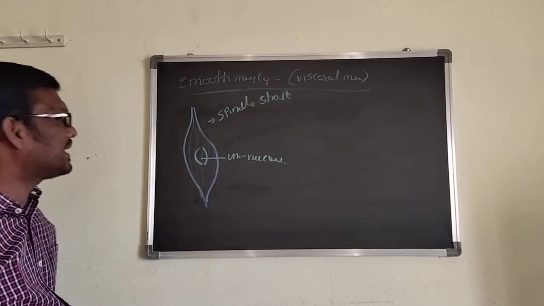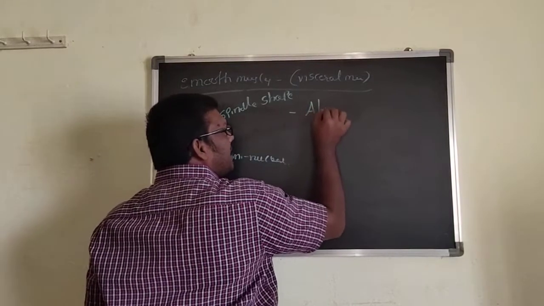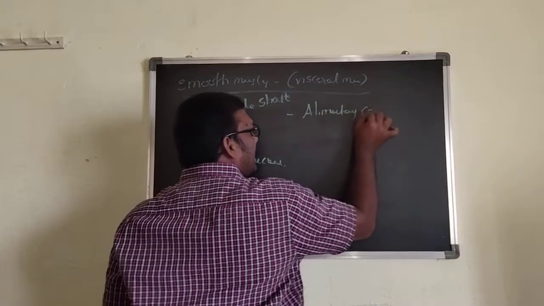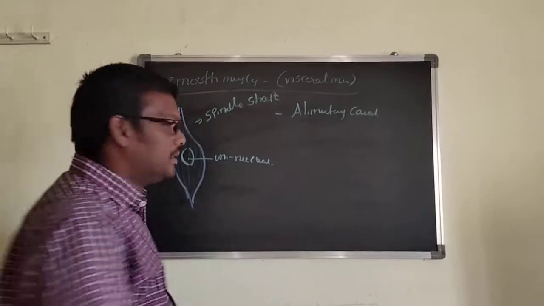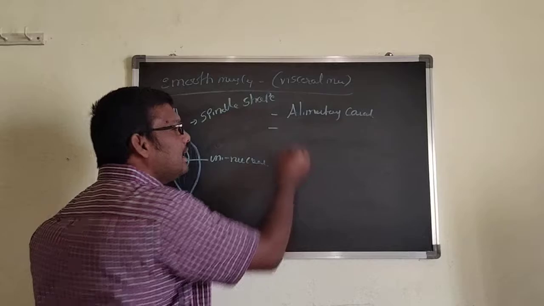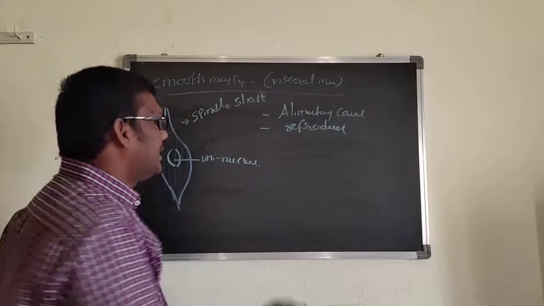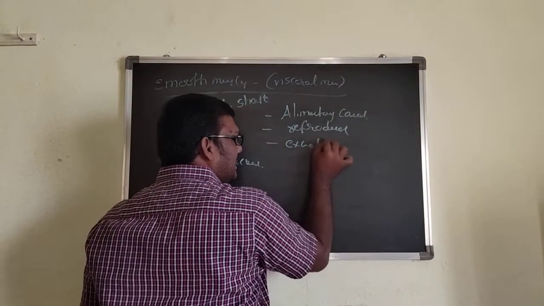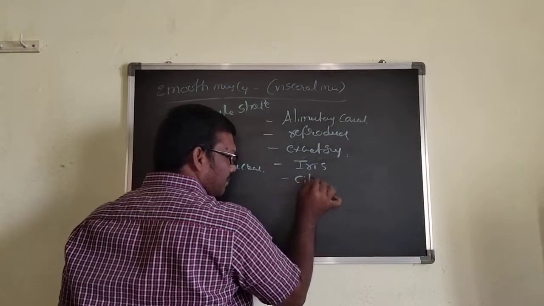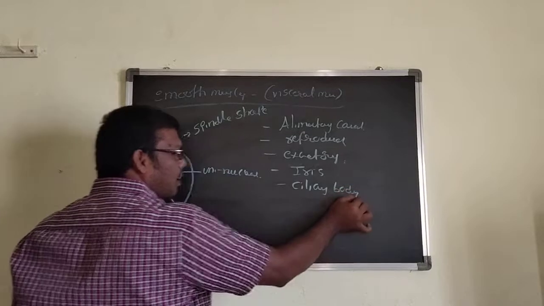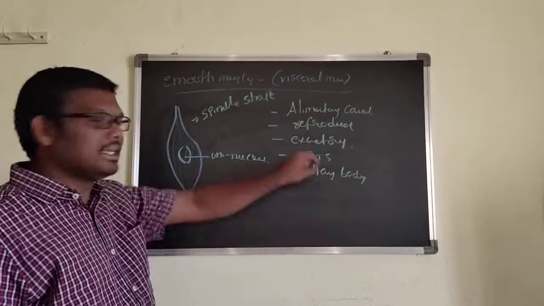And here, if you go for the characters, where is smooth muscle present? Smooth muscle is present in the alimentary canal, in the stomach and intestine regions. And then the reproductive organs, that is the vagina, and the excretory organs. And then the iris and ciliary body. I already said the iris and ciliary body are of ectodermal origin, and the remaining muscles are of mesodermal origin. These are present in the eye region.